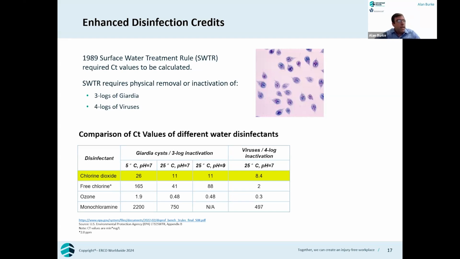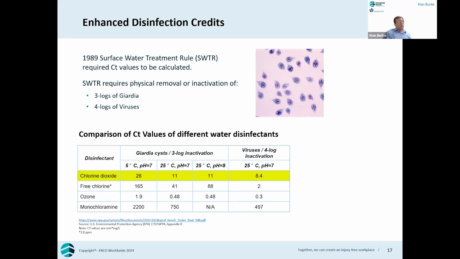CT values are used to determine how much of a disinfectant needs to be applied to reach the desired level of inactivation. In this table here, you can compare chlorine dioxide versus free chlorine, ozone, and monochloramine, and see that its potency is second only to that of ozone, but it also is able to have a much longer residual downstream of the application point. So that really enables it to drive to higher contact times in practice and reach higher levels of pathogen inactivation.